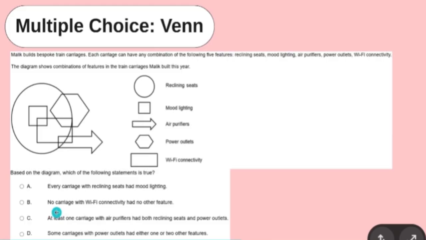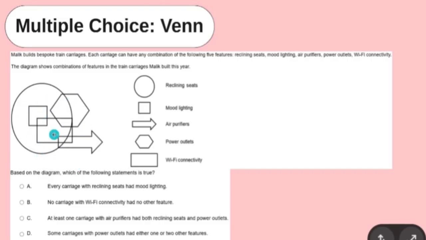So what they're saying is, basically what I did was I inverted the statement. I said all carriages with Wi-Fi connectivity had another feature. That's what I did, but we can do it the other way around if that helps. So let's look at all the carriages without Wi-Fi connectivity. So that would be everything outside of this rectangle. I think I'm going to stick to my explanation because that's what makes sense for me, but if it doesn't, I can try and change it over.